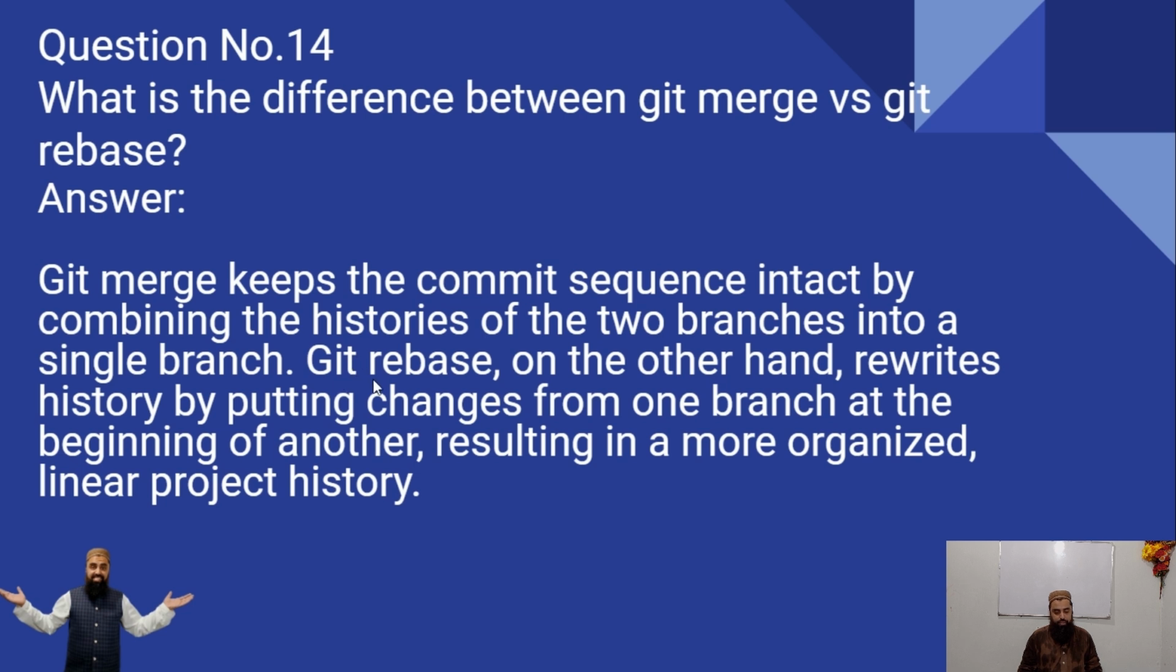But git rebase, on the other hand, rewrites history by putting changes from one branch at the beginning of another, resulting in a more organized, linear project history. So the commit history would be clean in git rebase, and that is the key difference between git merge and git rebase. By the way guys, in my git commands I have run both commands. Git merge merges two branches and their commit histories, which makes the commit history a little bit dirty, and we can get the commits of both merged branches. Whereas git rebase is more organized and keeps the project history clean.